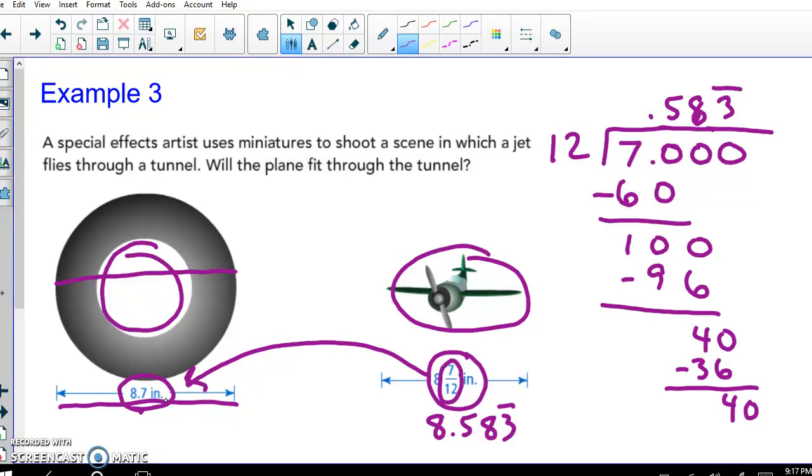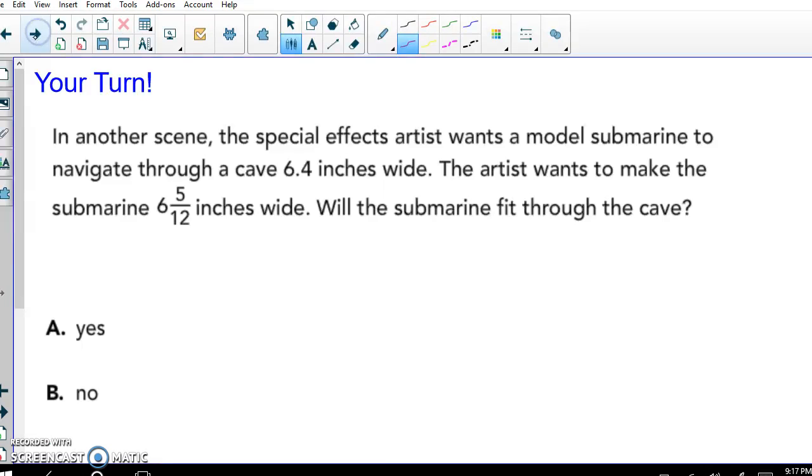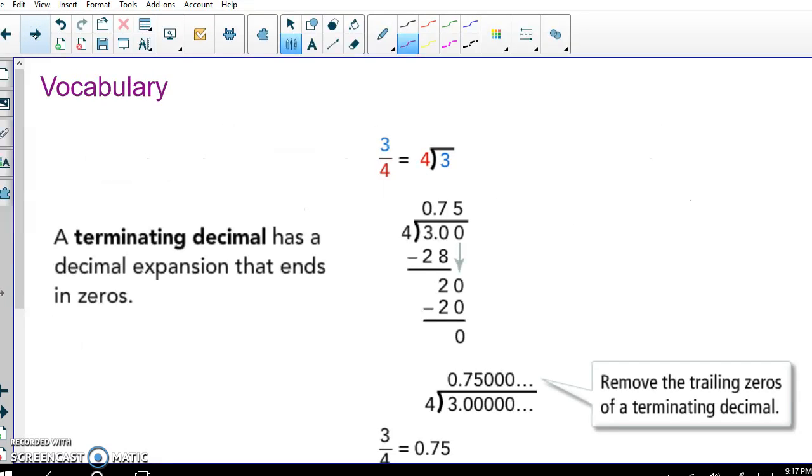So let's go ahead and move on to your second vocab term for today. The other graphic organizer that you have is for terminating decimal. So we are going to look at terminating decimal. You can write this in the middle, and the definition is that a terminating decimal has a decimal expansion that ends in zeros. So let's take 3/4 as an example.